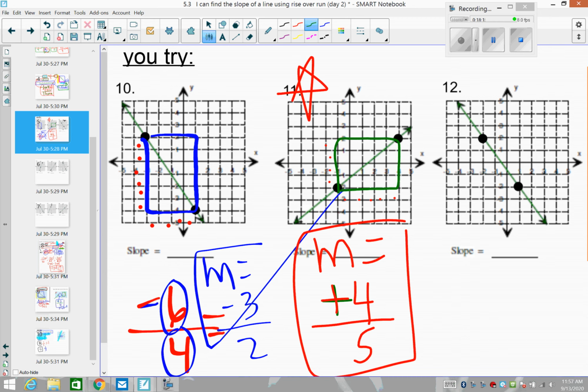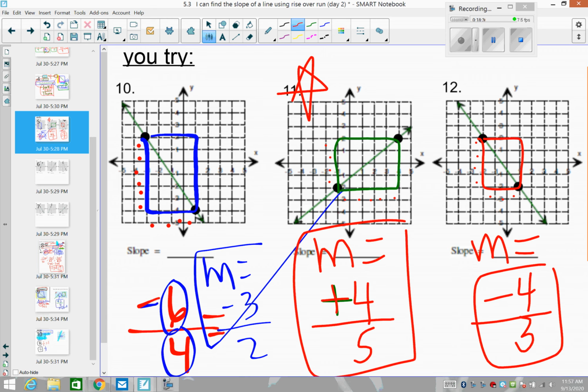And how did you do on the very last one? Check it out. We have a decreasing line. 1, 2, 3, 4 down over 1, 2, 3. We can't reduce that, so the slope of that last line is negative 4/3.